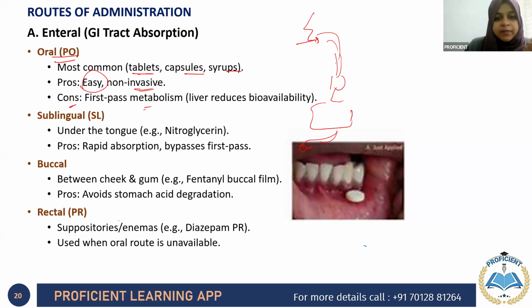If you take something orally, it will get absorbed from the gut and go to the liver for metabolism, right? So bioavailability will be less in case of oral dosage forms.